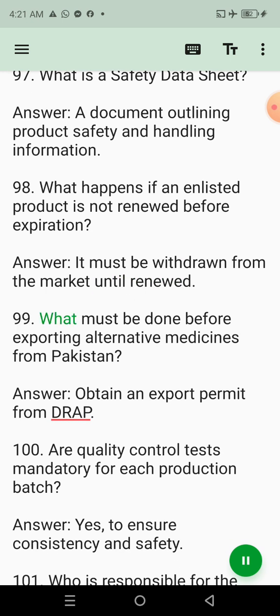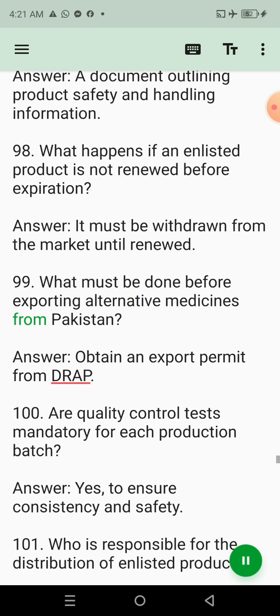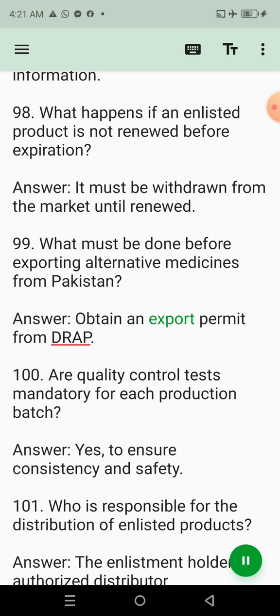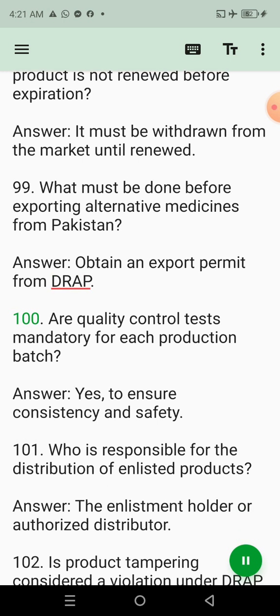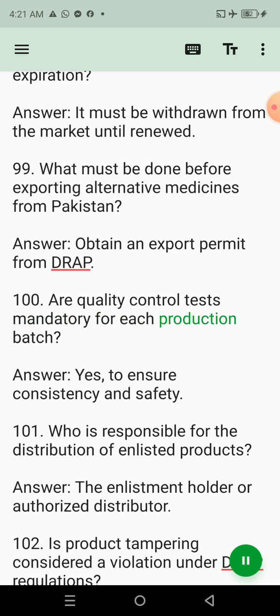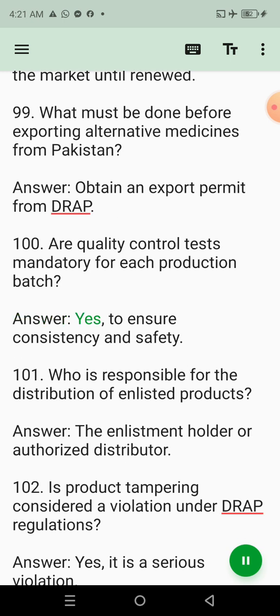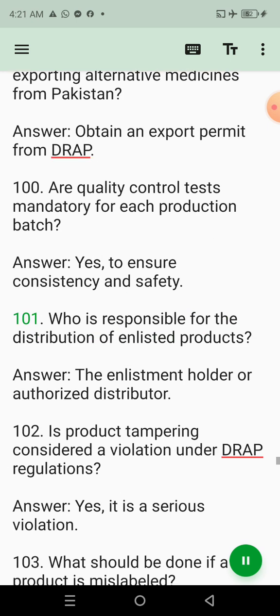99. What must be done before exporting alternative medicines from Pakistan? Answer. Obtain an export permit from DRAP. 100. Are quality control tests mandatory for each production batch? Answer. Yes, to ensure consistency and safety.